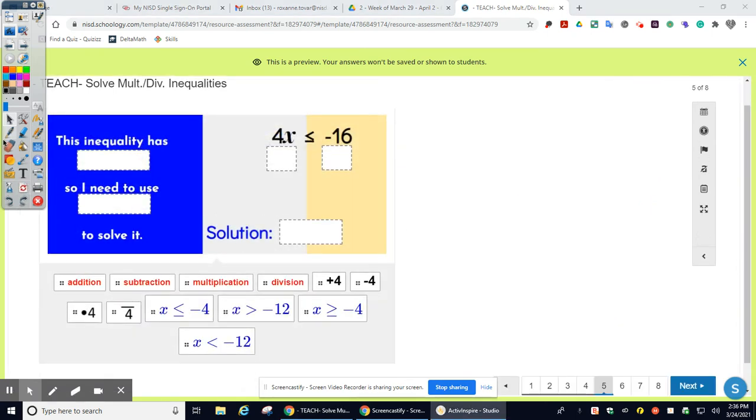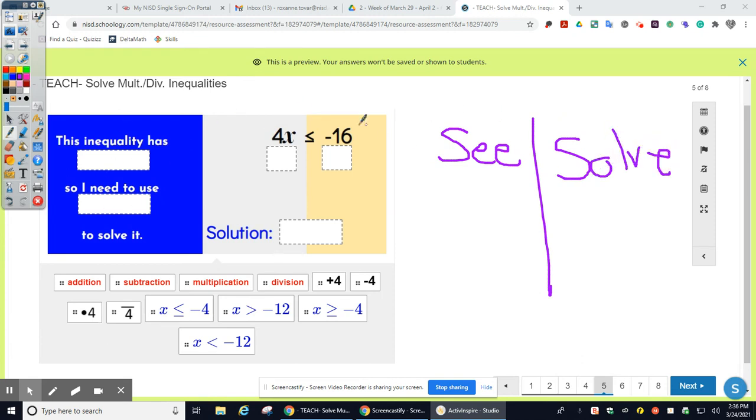All right, let's look at another one here. Again, we're going to use that see and solve method, which is basically what this is saying over here. It's just another thing to help you out. So what we see is happening to the variable, the x, is that we are multiplying by 4. Remember, if you can squeeze that little dot in there, that's an indication that you're multiplying. So the opposite of multiplying by 4 would be dividing by 4.